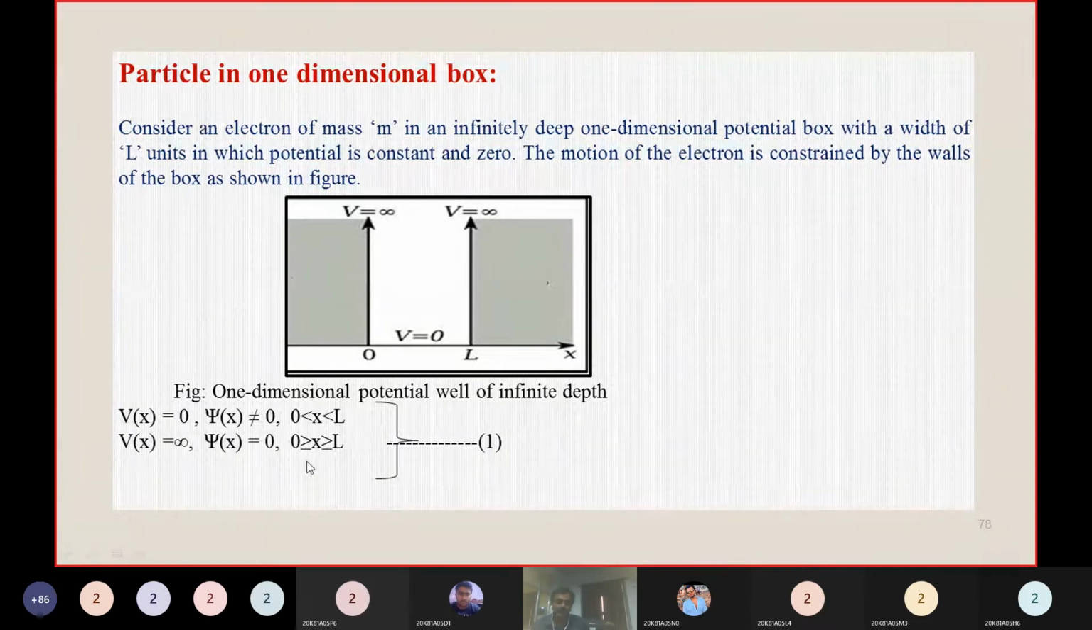So we are taking two considerations here. In between 0 and L, the potential equals 0. Before or on the boundary, the potential is infinity and the wave function is 0. After the boundary, the potential is infinite and the wave function is 0. These are the conditions we are taking.